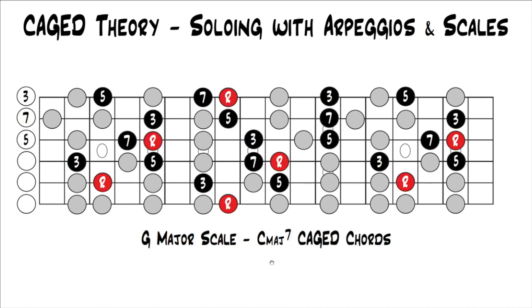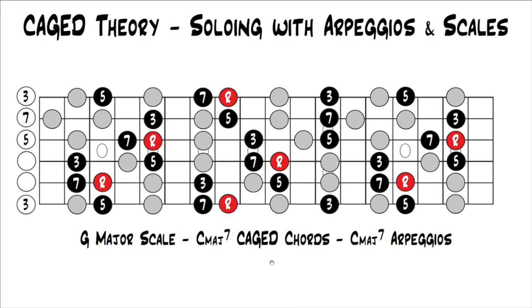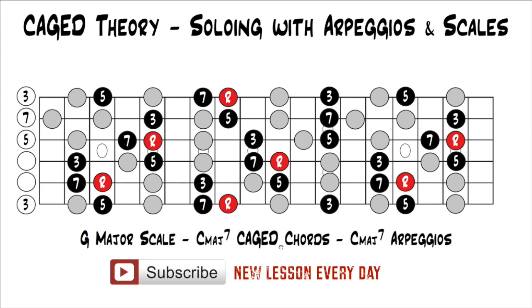Visualize your C major 7 CAGED chords. Visualize the arpeggios that fit in around it, and now you can solo over that C major 7 and sound really strong, because you can use any of these notes, but then when you land on the arpeggio tones, that's always going to sound strong.